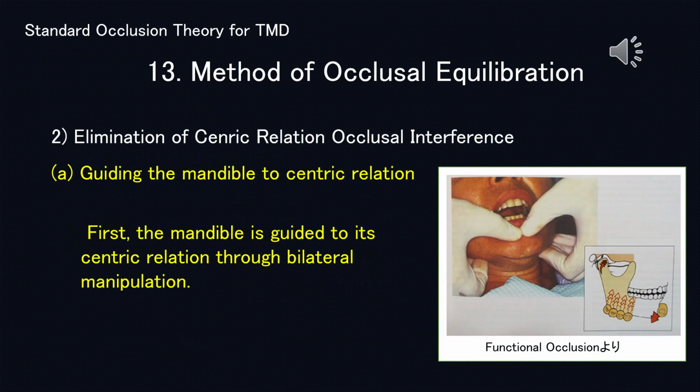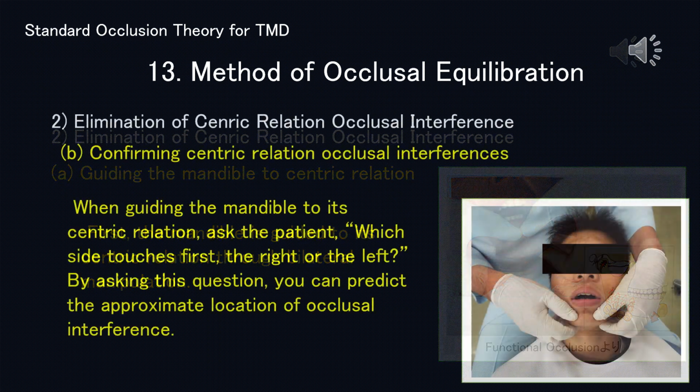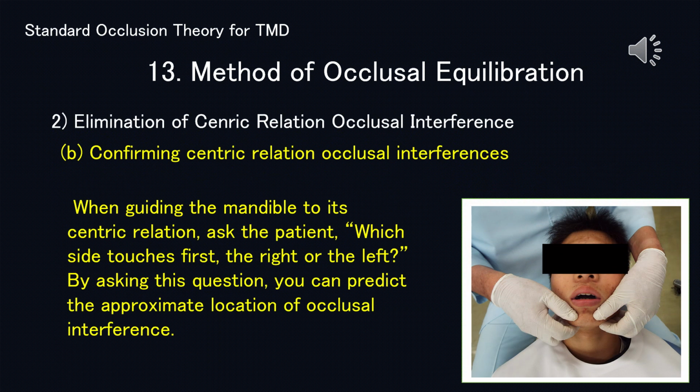A. Guiding the mandible to Senrich relation. First, the mandible is guided to its Senrich relation through bilateral manipulation. B. Confirming Senrich relation occlusal interferences. When guiding the mandible to its Senrich relation, ask the patient which side touches first, the right or the left? By asking this question, you can predict the approximate location of occlusal interference.